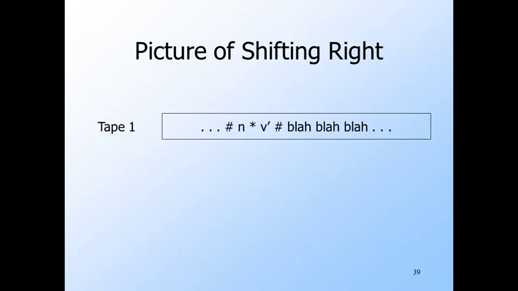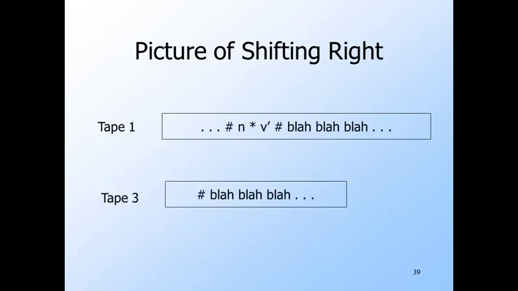Here's a picture of the sequence of moves. First, we copy everything to the right of v prime onto tape 3. Then we overwrite v on tape 1, covering anything we have to. And then we copy tape 3 onto tape 1, positioning it to the right of whatever space v has taken.